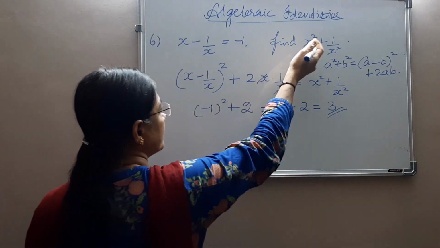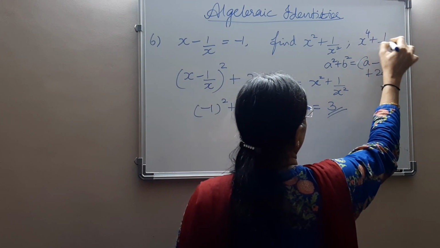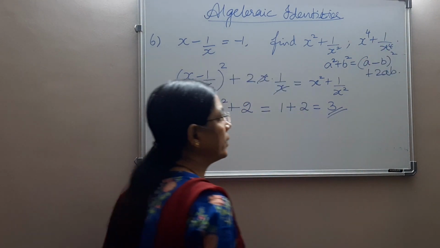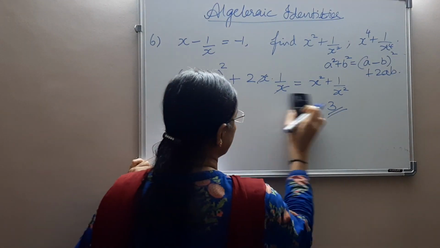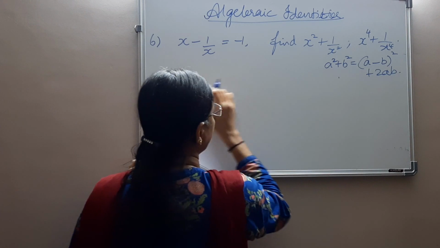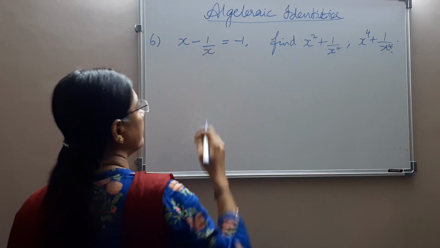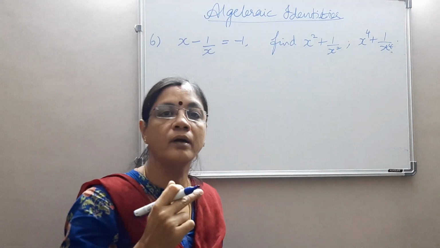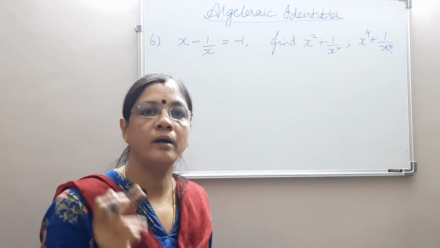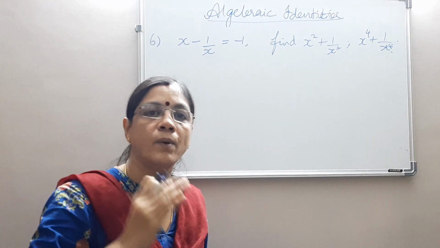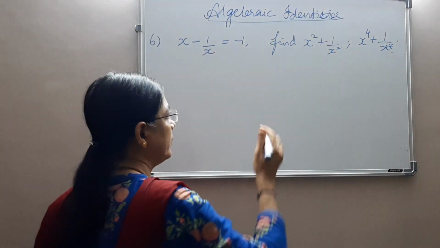extend our knowledge of x squared plus 1 by x squared to find x power 4 plus 1 by x power 4. Okay, so how do I find x power 4 plus 1 by x power 4? You should just understand how do we get power 4. Now, when we had a and b, we got a squared plus b squared, isn't it? So, if I square a squared and b squared, I'll get a power 4 and b power 4, isn't it? So, that is what we need.